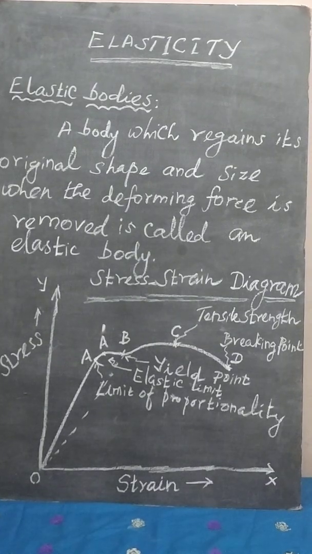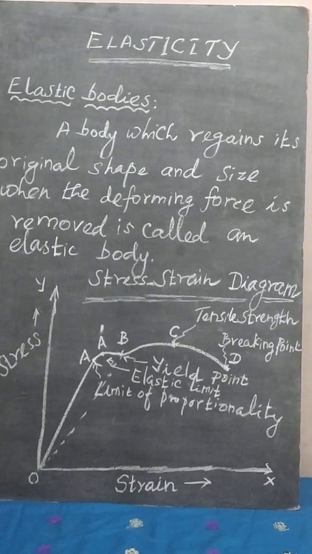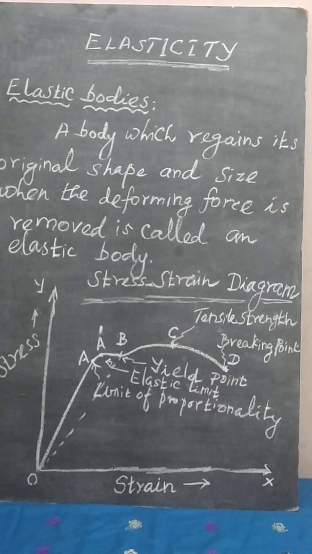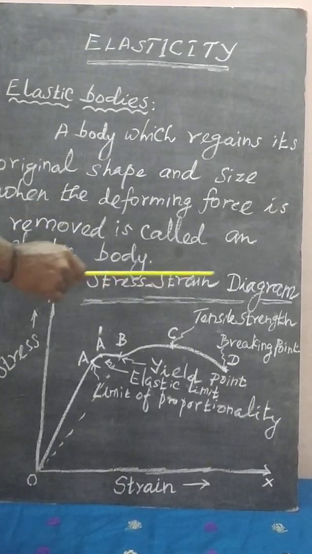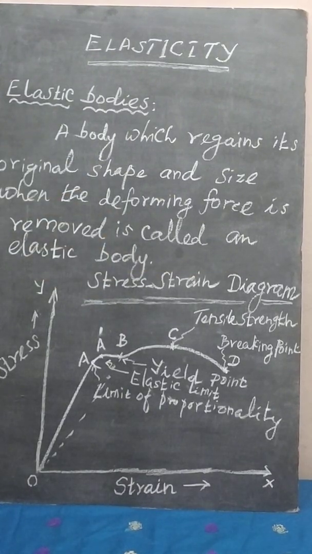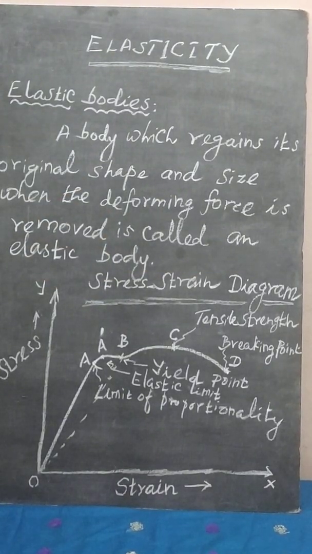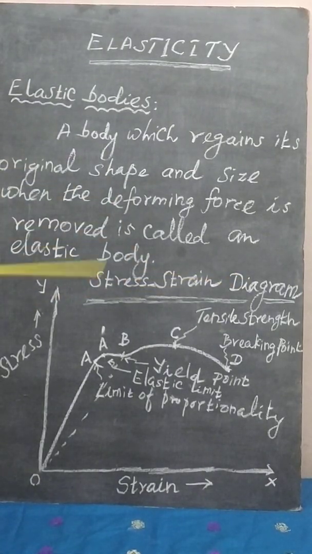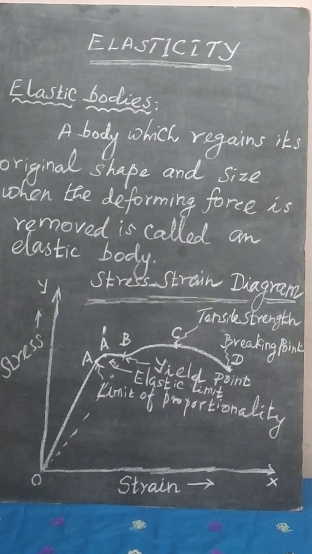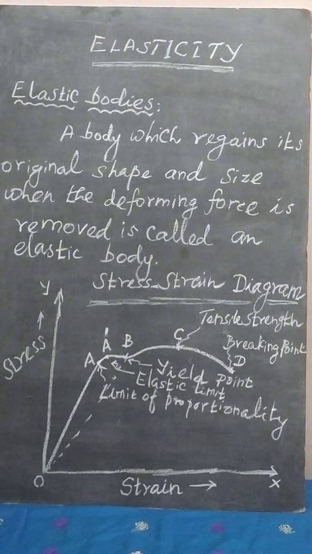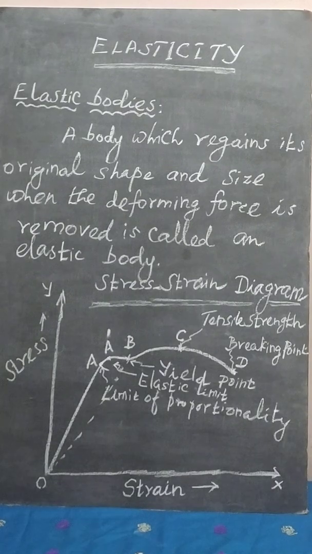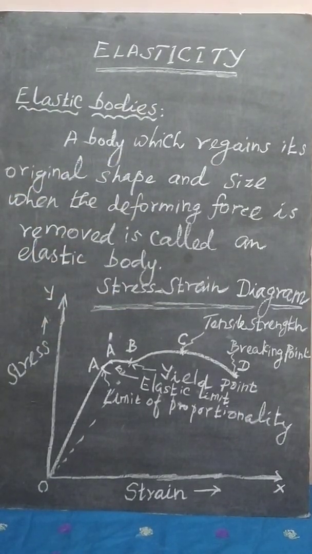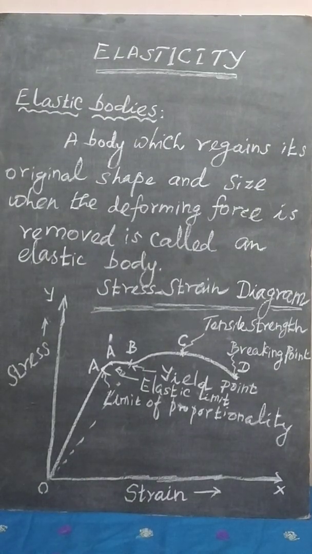Now let us see the important characteristics of the elastic bodies. That is nothing but the stress strain diagram. We know the definition for stress and the definition for strain. What is the definition for stress? Stress is nothing but the deforming force per area. So what is the definition for strain? Strain is nothing but the change in dimension to original dimension.